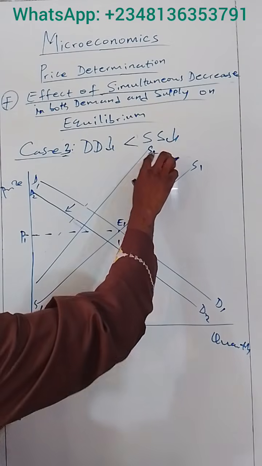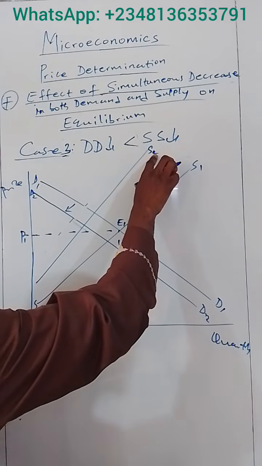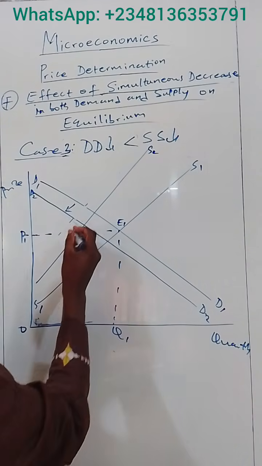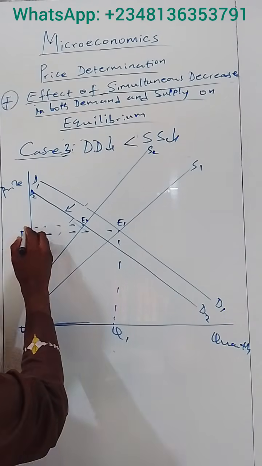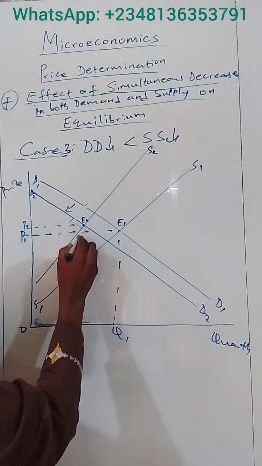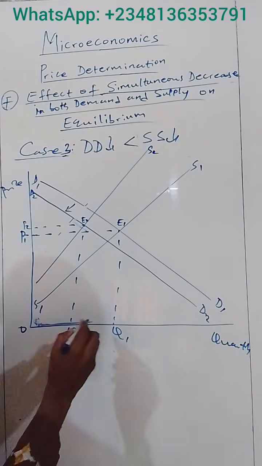Now we have the new supply intersecting the new demand here. So we have E2 here. So we now have a new equilibrium. The corresponding price is P2, and you can call the corresponding quantity Q2.